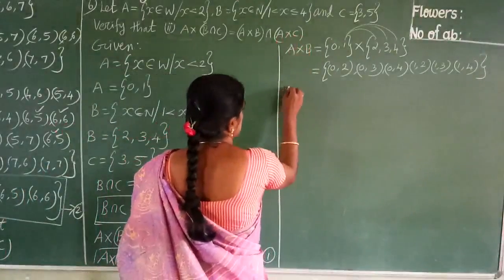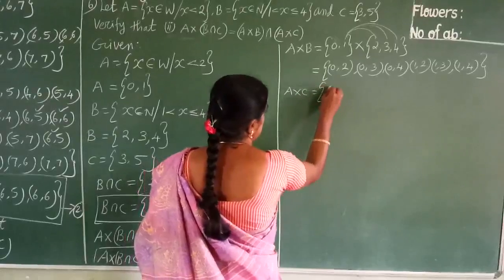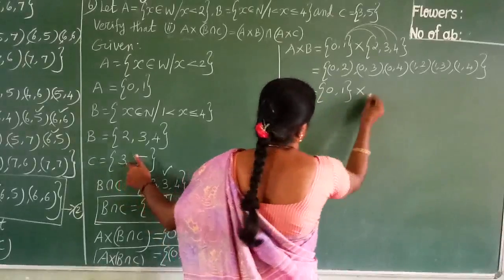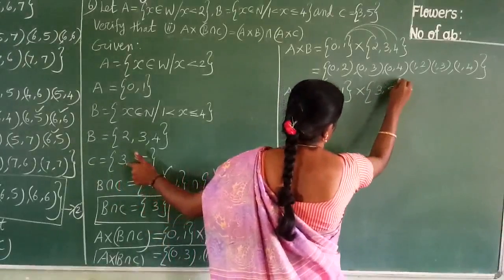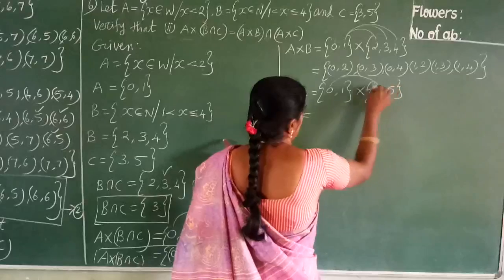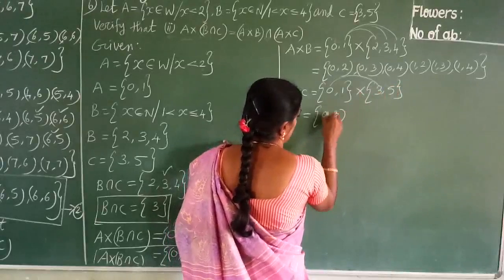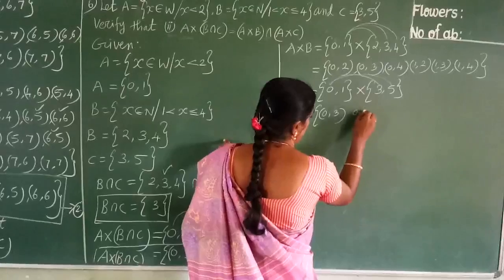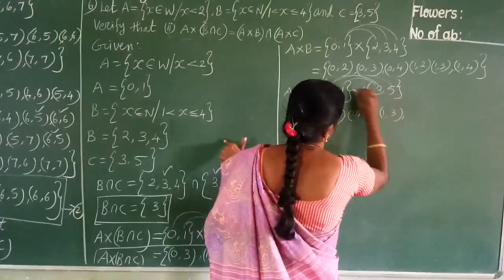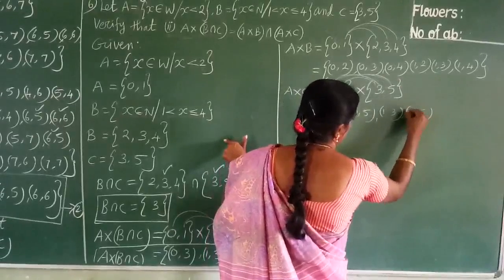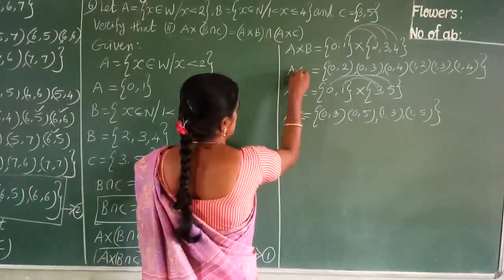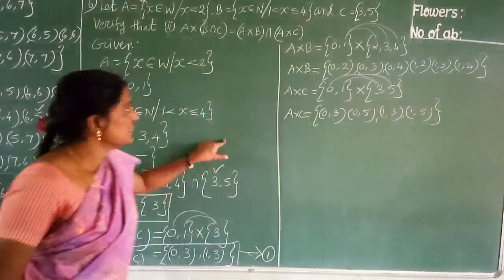Next you find A cross C. That is A, 0, 1, cross C, 3, 5. So write the ordered pairs: 0, 3 and 0, 5. Next 1, 3. Next 1, 5. That is the A cross C answer. This is the A cross B answer.